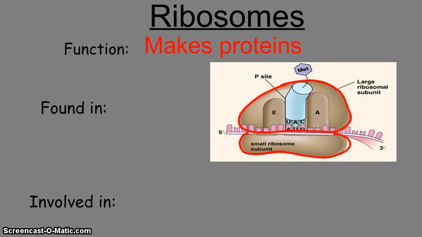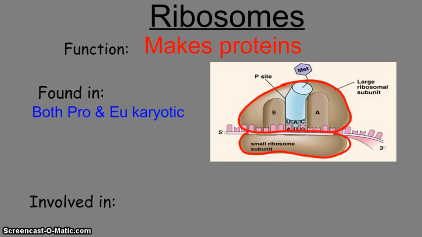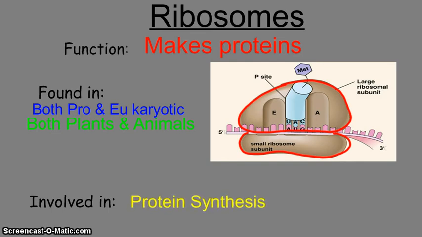They are found in both eukaryotic and prokaryotic cells. Plants and animals both have ribosomes in them. So both the prokaryotic and eukaryotic cells, as well as plants and animals, falling into the eukaryotic cell type. And it's involved in protein synthesis, as its function implies.